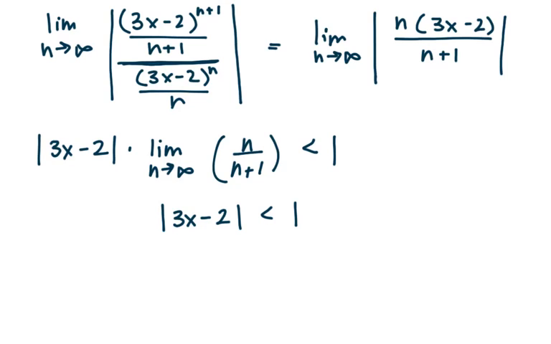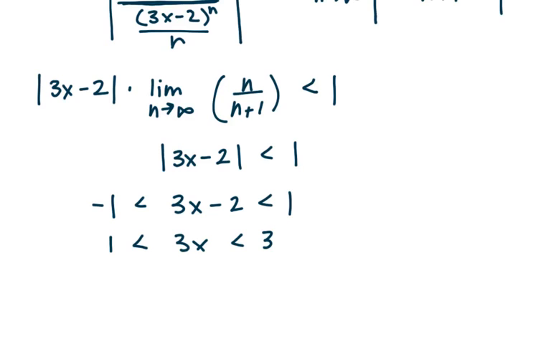By using our absolute value property of inequality, I can create this compound statement here. I'll add 2 to both sides. That gives me positive 1 less than 3x less than 3, and divide by 3 on each of these sides. And I have 1/3 less than x less than 1. So we know that this is the interval where my series is absolutely convergent.